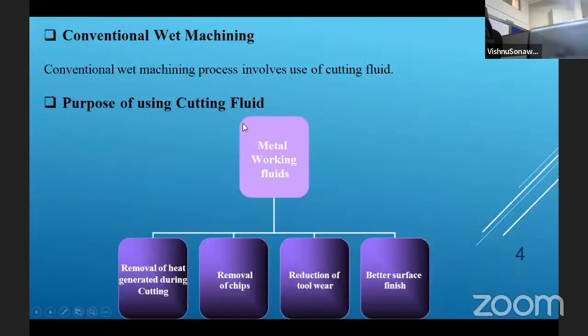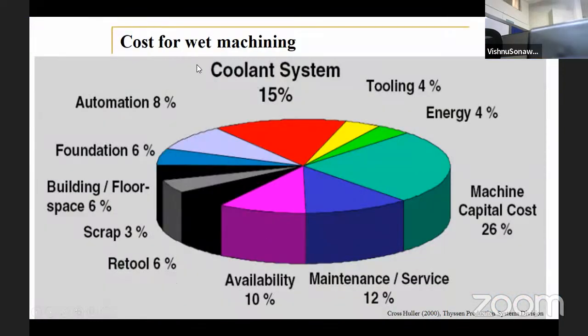In high-speed machining, it requires cutting fluids. The purpose of cutting fluid is removal of heat generated during cutting, removal of the chips, reduction of cutting tool wear, and better surface finish. For this purpose, we are using metalworking fluids, isn't it? And here the coolant system, the cutting fluid flow.